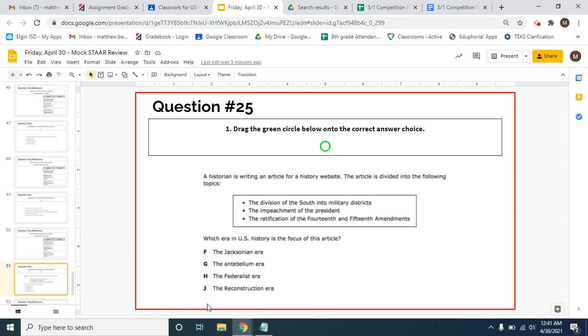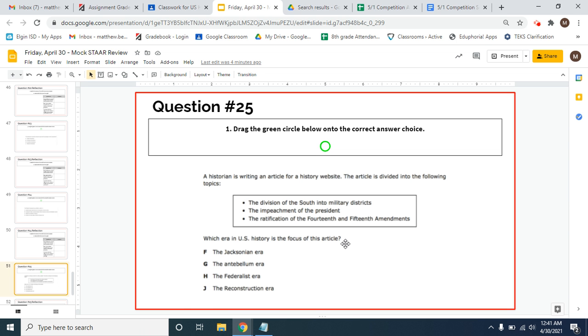All right, this question says, a historian is writing an article for a history website. The article is divided into the following topics. So the topics are the division of the South into military districts, the impeachment of the president, the ratification of the 14th and 15th Amendments. So it says, which era in U.S. history is the focus of this article? So all these things are things that happened during Reconstruction. So J would be the correct answer here.